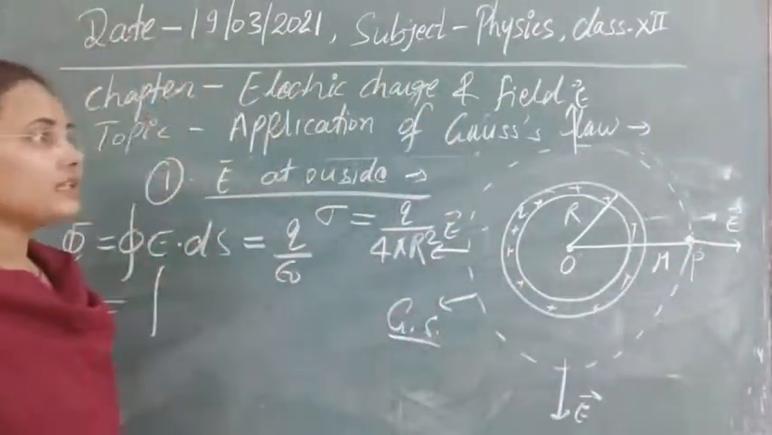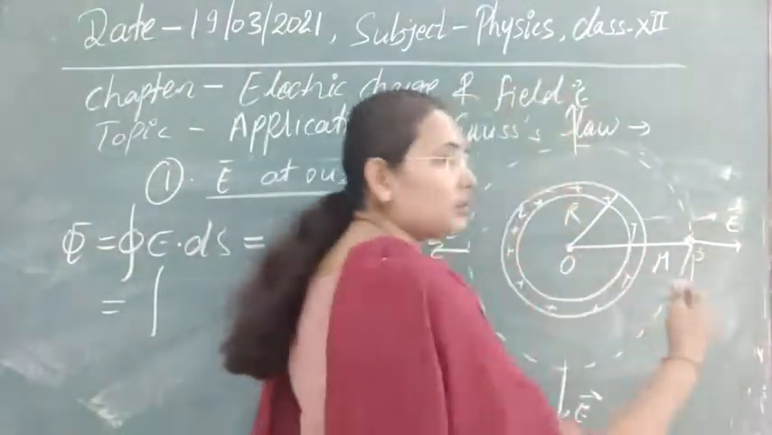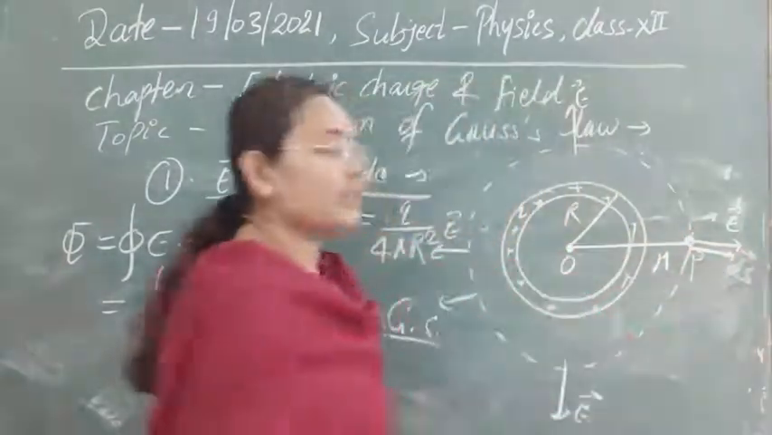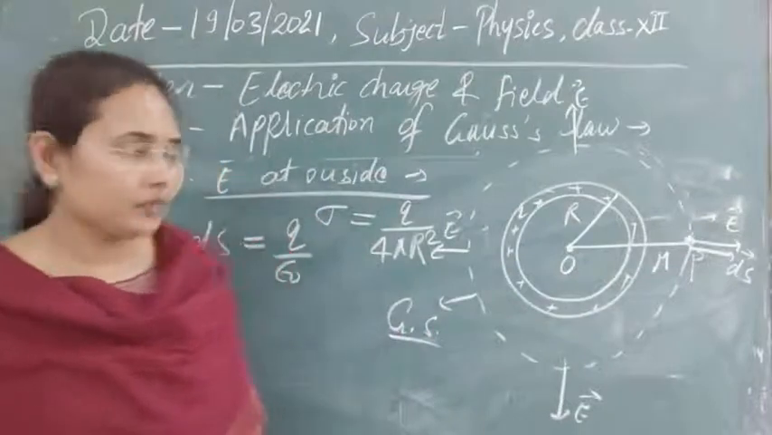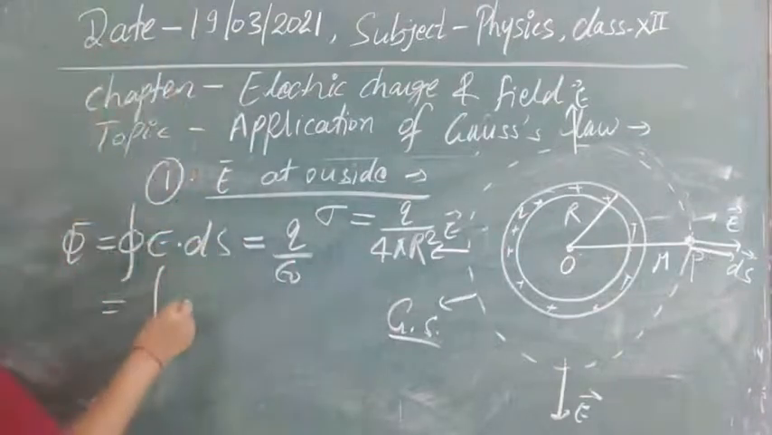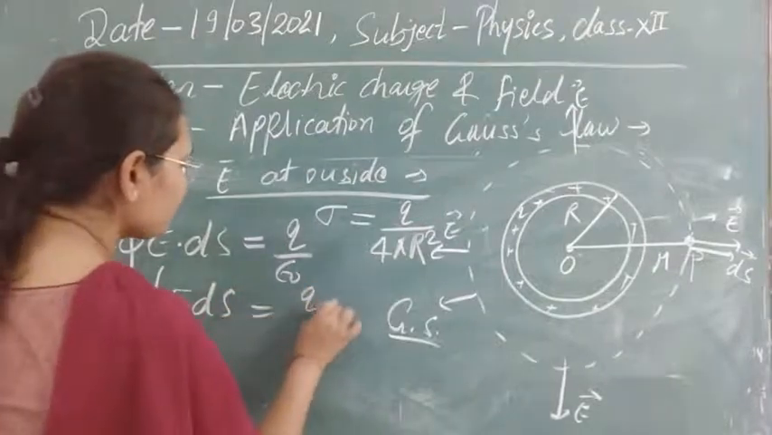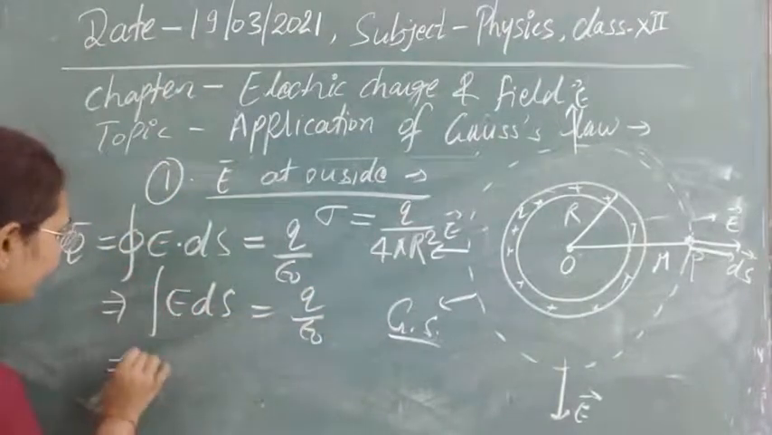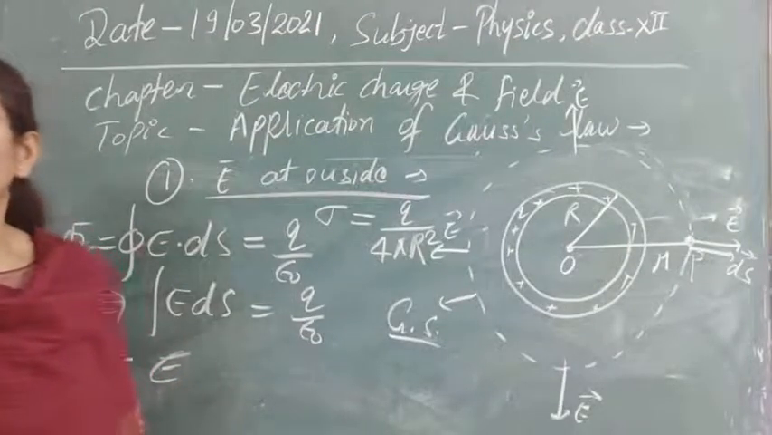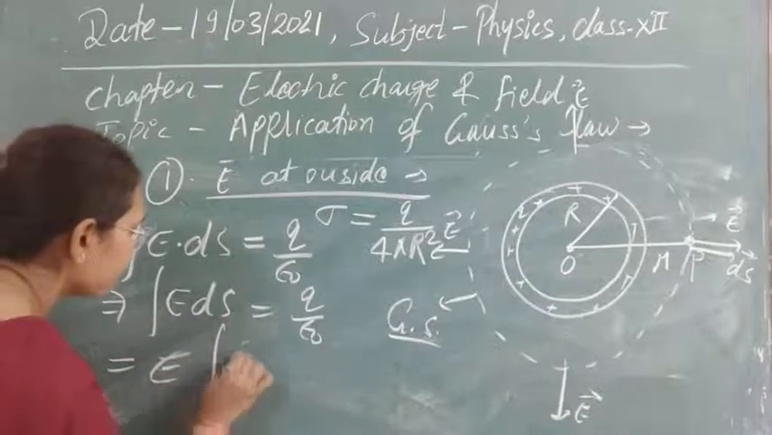Also, the direction of the area vector is normal to this surface. If you draw the normal, this will be the direction of the area, in the same direction as the electric field here. So the angle between the electric field and the area vector will be 0. Expanding, this will be equal to E ds, which is equal to Q upon epsilon 0. And we can take E outside the integral, as it is uniform.